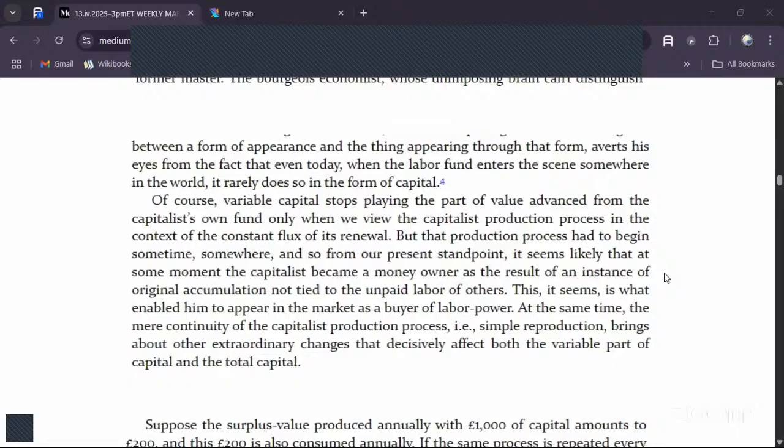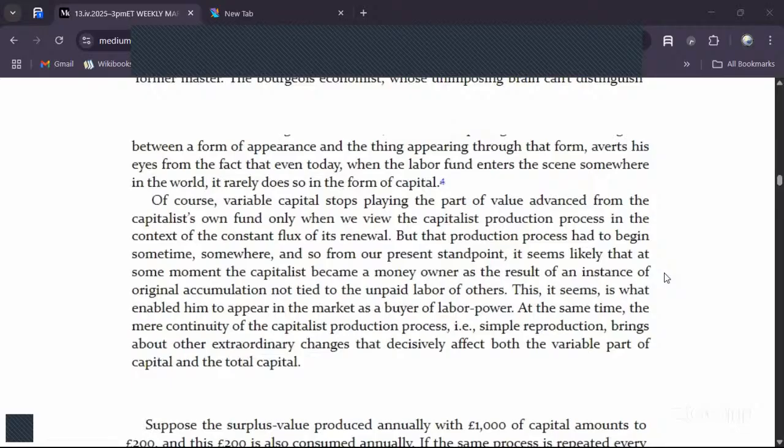But that production process had to begin sometime, somewhere, and so from our present standpoint, it seems likely that at some moment the capitalist became a money owner as the result of an instance of original accumulation not tied to the unpaid labor of others. This, it seems, is what enabled him to appear in the market as a buyer of labor power.